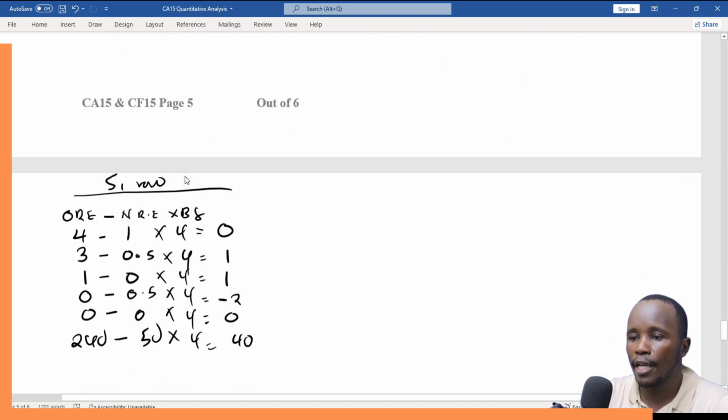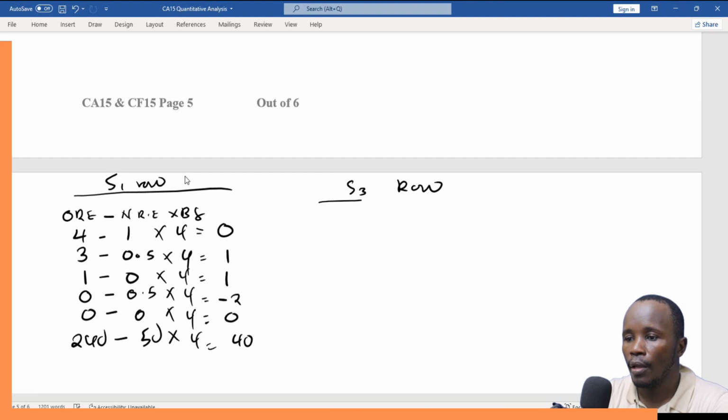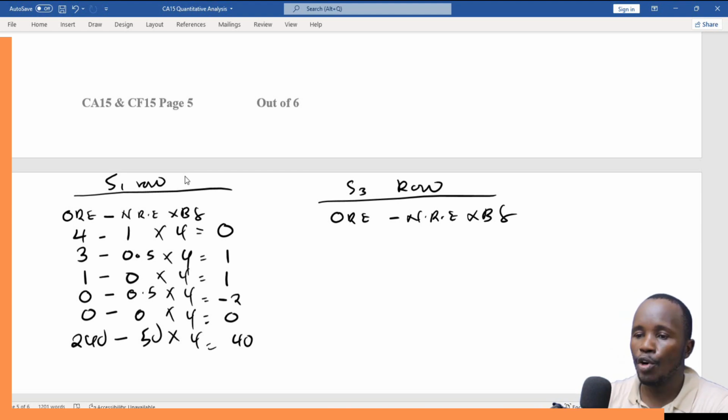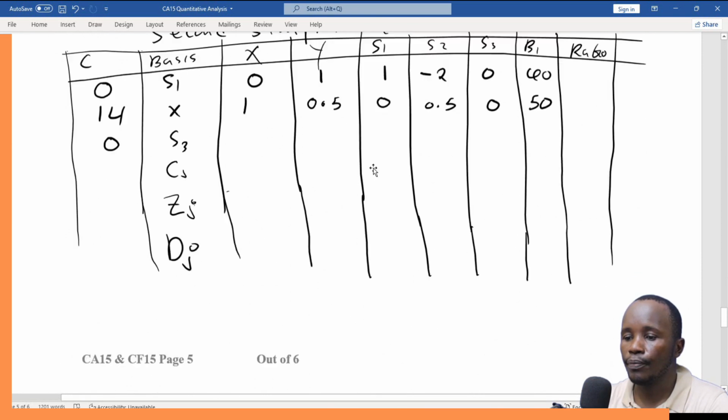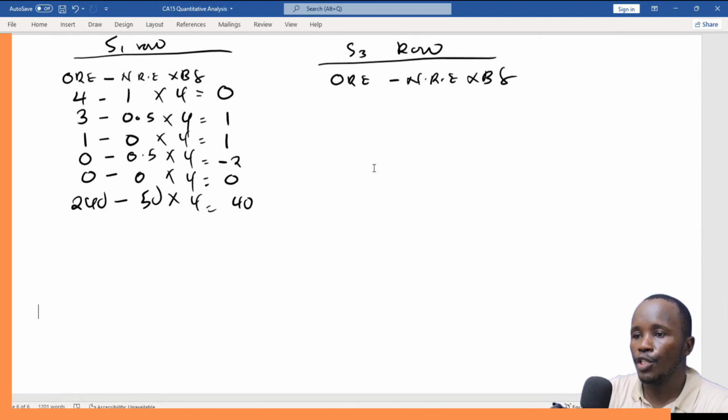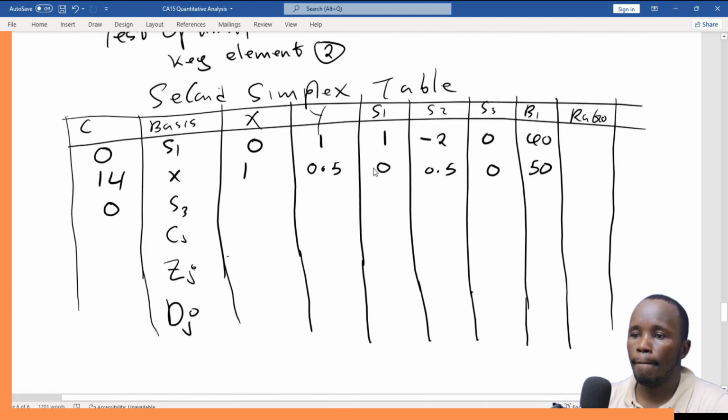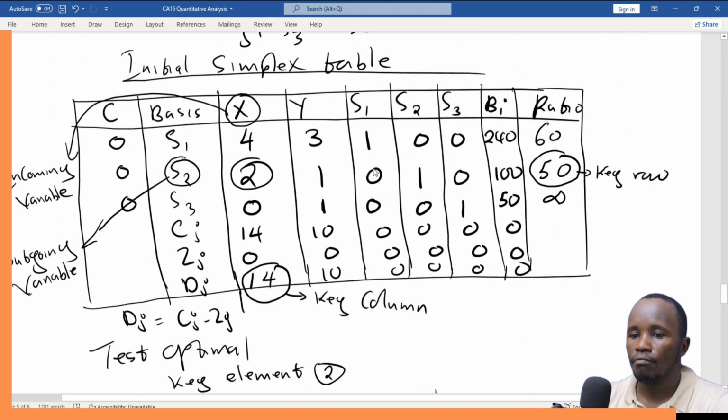We need to do some workings here for the S3 row. I still need to do the same: old row elements minus new row elements multiplied by the balancing figure. Let me pick the old row elements for S3 from the previous table here. 0, 1, 0.